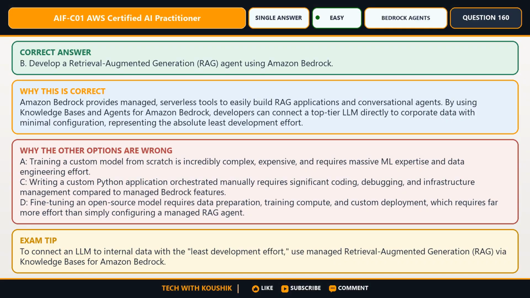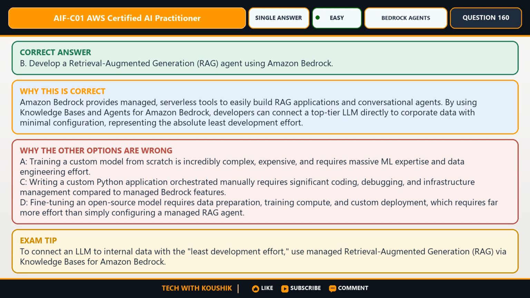The option that satisfies the complete requirement is B. Develop a retrieval augmented generation, RAG, agent using Amazon Bedrock. The decisive reason is Amazon Bedrock provides managed, serverless tools to easily build RAG applications and conversational agents. By using knowledge bases and agents for Amazon Bedrock, developers can connect a top-tier LLM directly to corporate data with minimal configuration, representing the absolute least development effort.